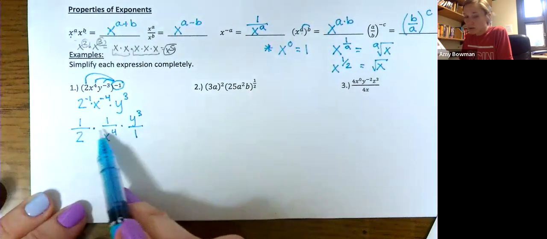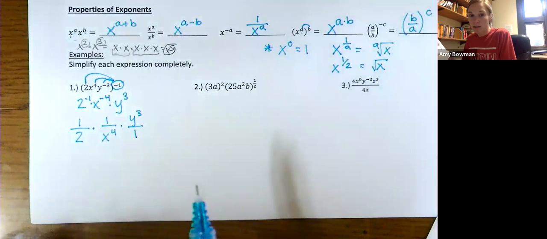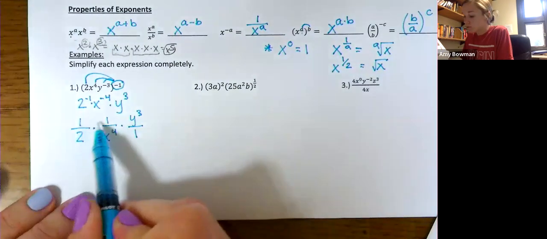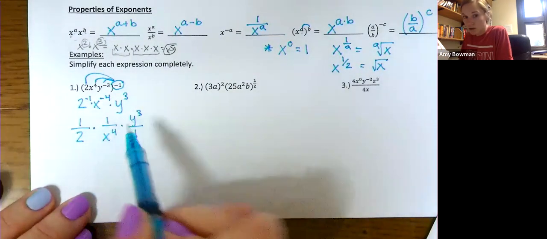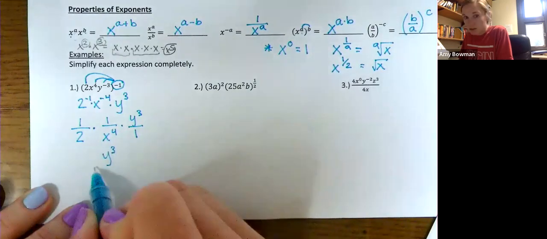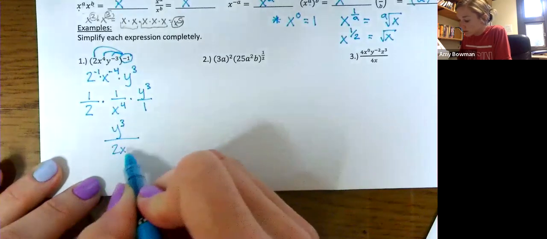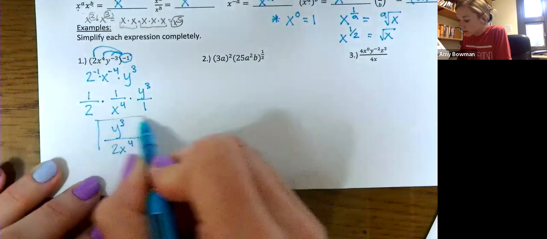Now I've got 3 fractions, and I can simplify that to write it as a single fraction by multiplying all the numerators. So 1 times 1 times y cubed, which is y cubed, divided by 2 times x to the 4th times 1. So 2x to the 4th. And that's as simple as it gets.